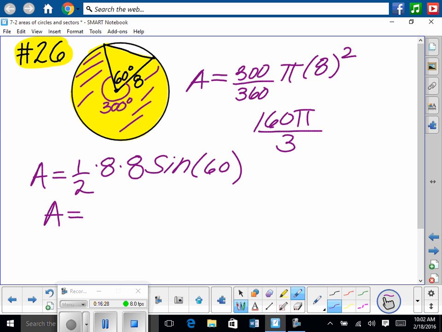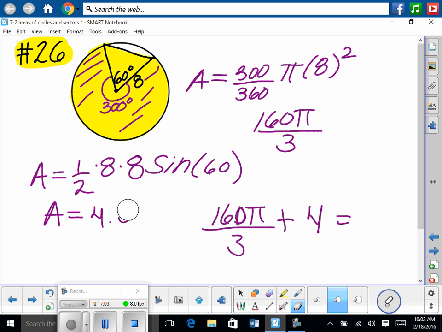The area of that triangle is 4.01, so it's 4.0. So now we'll add those up, right? 160 pi thirds plus 4. Because I typed in 1/2 times 8 times 8 times sine of 60. Oh, I didn't type that in right. I got 27.7. Yeah, I didn't type it in right. I accidentally pushed a weird button on my calculator as I typed it in.